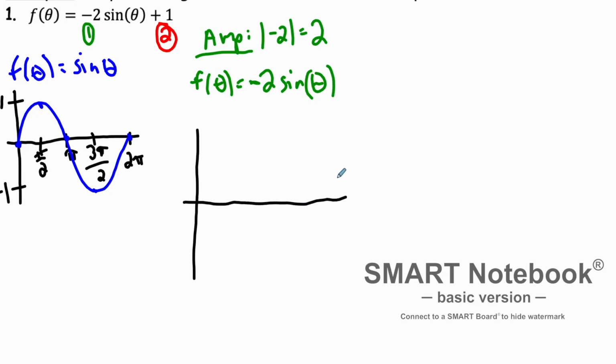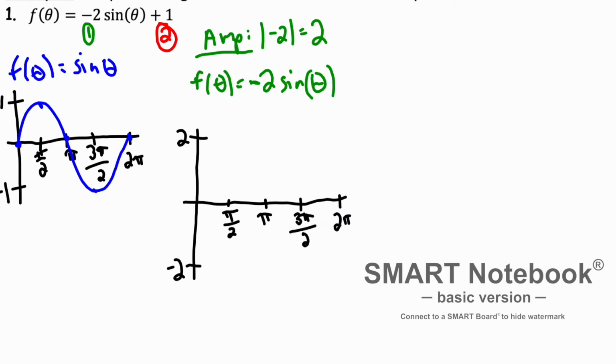First of all, the graph is going to be stretched out because it's going to go up to 2 and down to -2. But the other thing that's going to happen is, because there's a negative in here, it's actually going to flip it as well. First of all, 1 times -2 gets me down to -2. And then -1 times -2 gets me up to 2. So again, we're going to have two things happening in this graph. It's going to be a flip, and it's going to be a stretch.